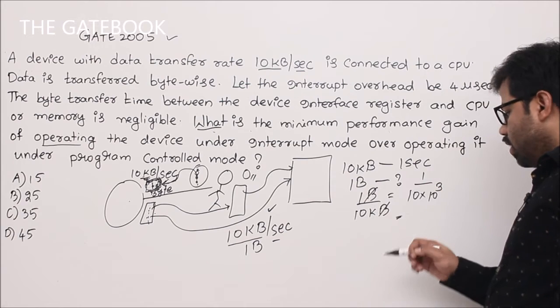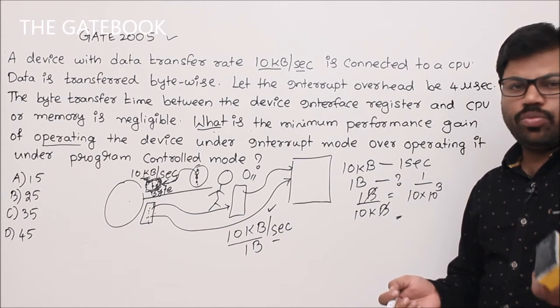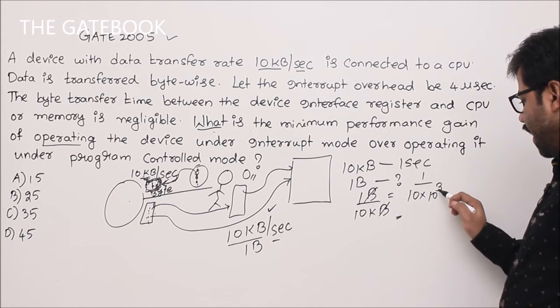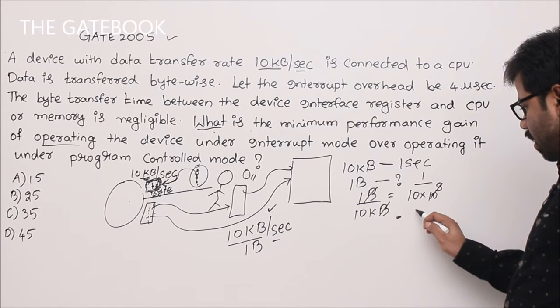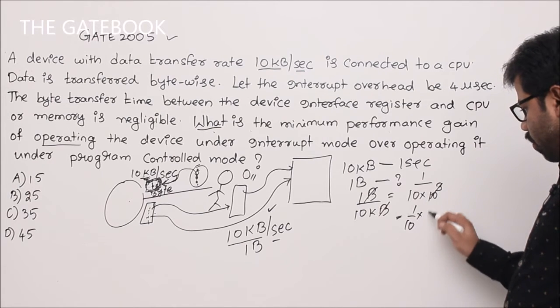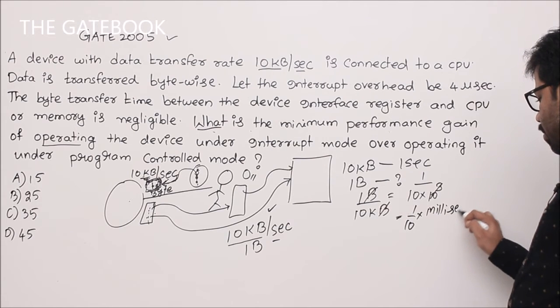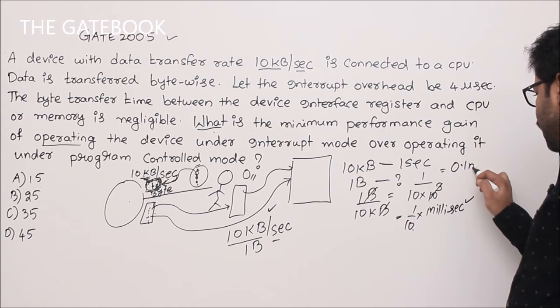It's all up to you, sometimes I can write 2 power 10, sometimes 10 cube, it depends on the calculations. Both are almost equivalent. So 10 cube, if I send it to the top, would become 1 by 10 into 10 power minus 3. Minus 3 is nothing but millisecond, right? So remember it. Finally 1 by 10 millisecond, it would be 0.1 millisecond.